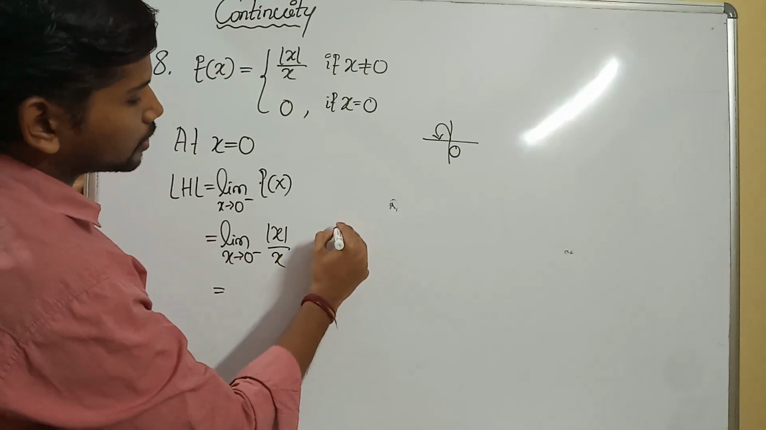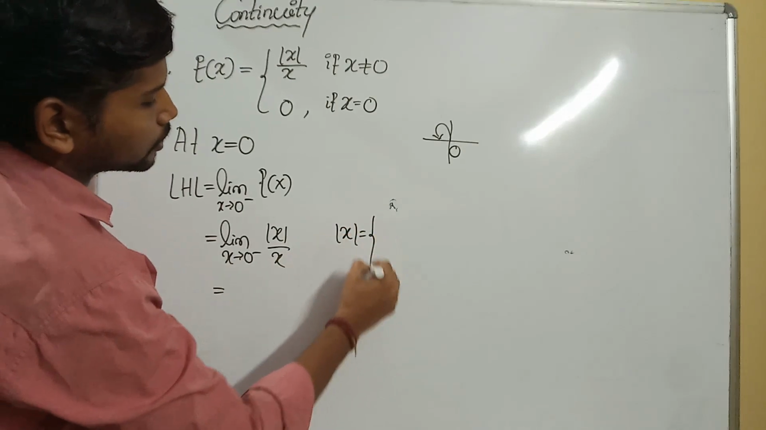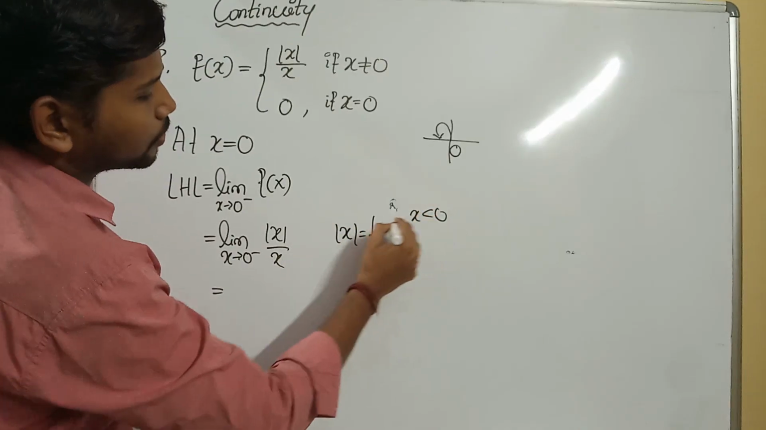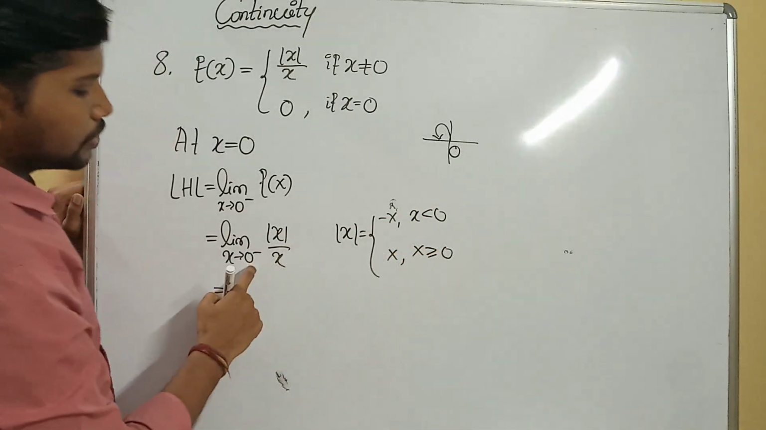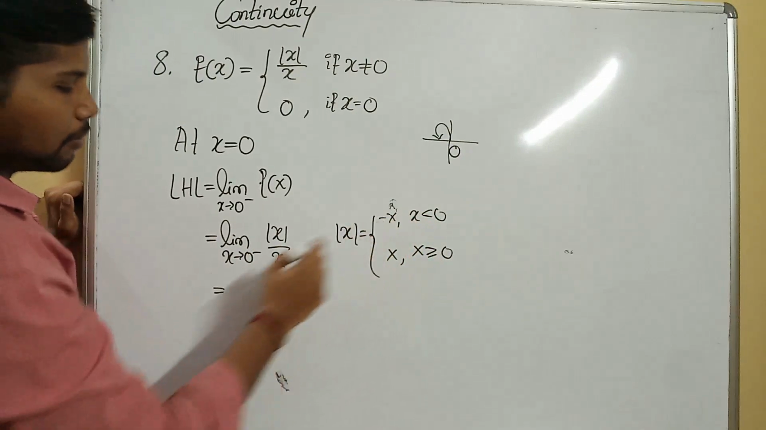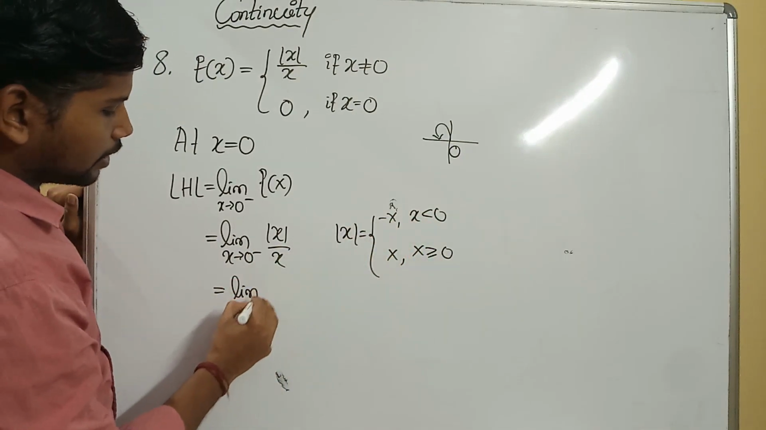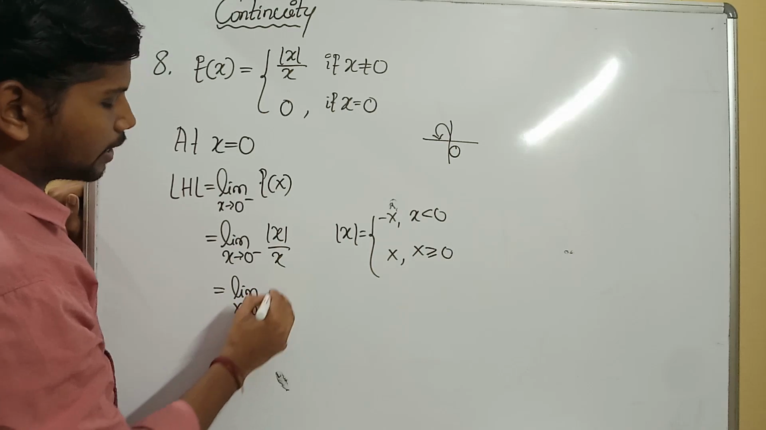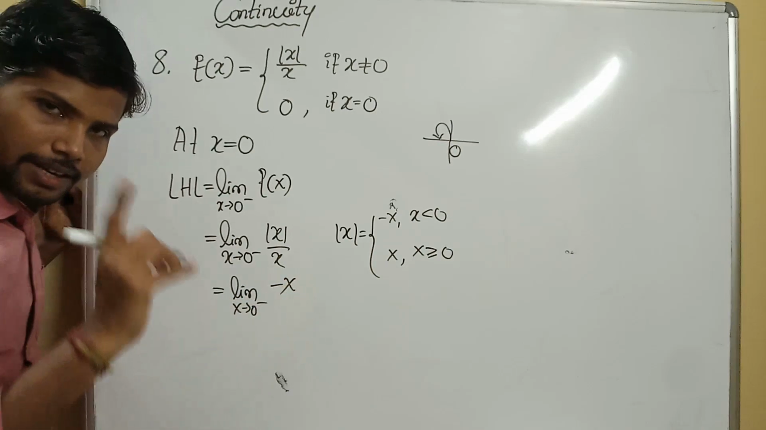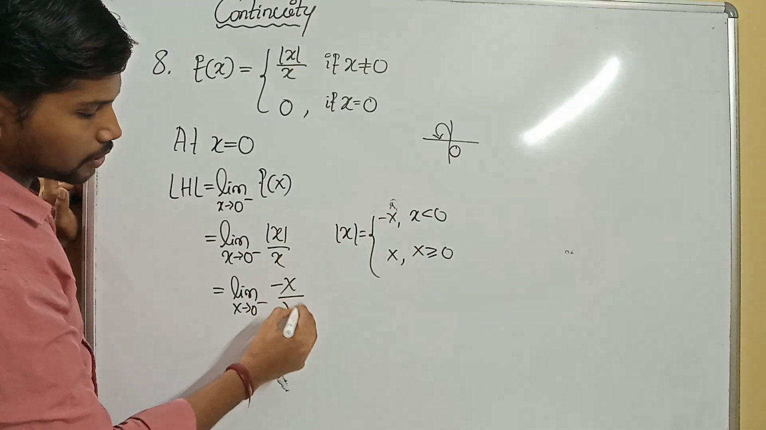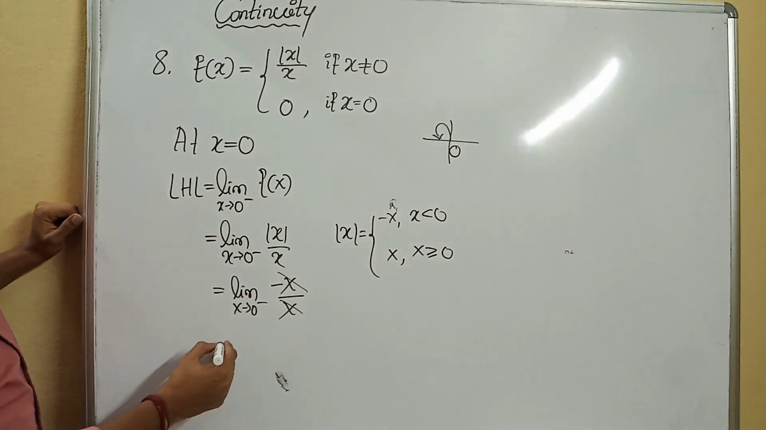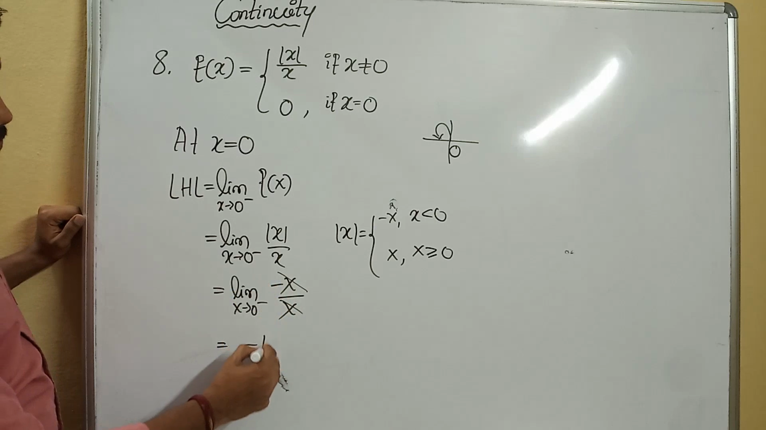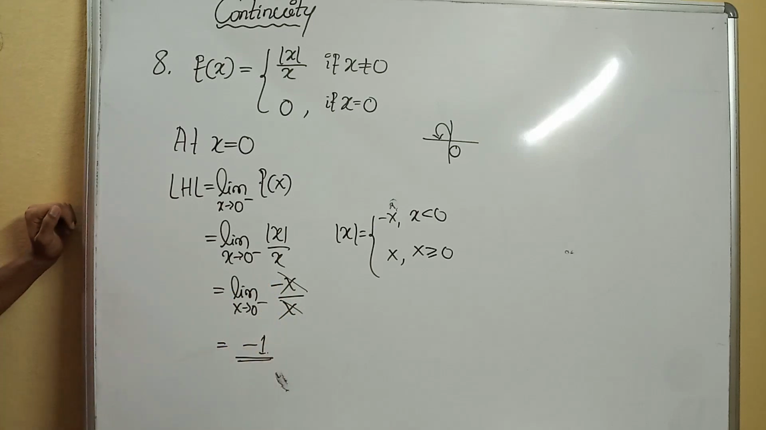See how the modulus of x function is defined. Modulus of x function is defined as: if x less than 0, it is minus x. If x is greater than or equal to 0, it is plus x. 0 minus means less than 0, so it will be minus x. I'd like to write limit as x tends to 0 minus, numerator will be minus x, and denominator will be x as it is. X will be cancelled. We got the value minus 1. LHL value is minus 1.